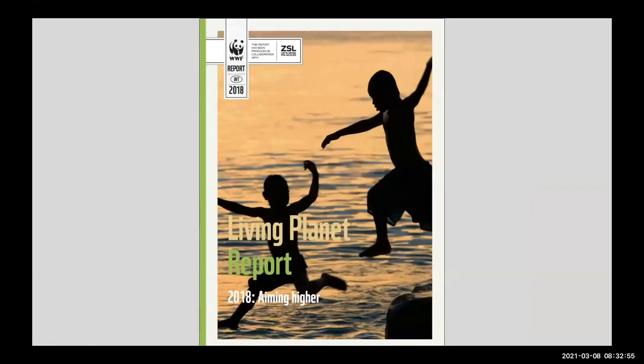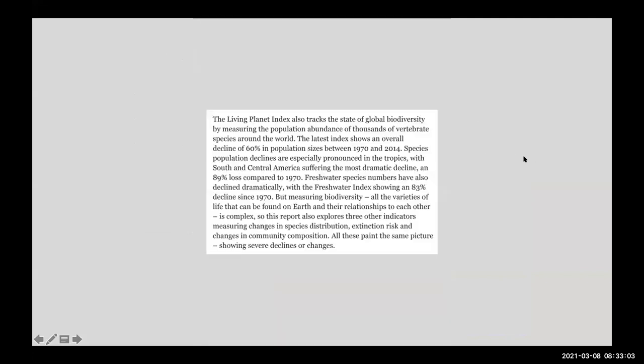Okay, here's another attempt to develop a global scale set of indicators for biodiversity health. This is called the Living Planet Index. It tracks the state of global biodiversity by measuring the population abundance of thousands of vertebrate species around the world. Latest index shows an overall decline of 60% in population sizes over the past 50 years. So this is interesting. You could imagine population data being aggregated from around the world, from each of your countries. And you can imagine looking and asking, well, what are the big trends in these data? That could be really interesting. Of course, we'll have the problem of, do the data exist?